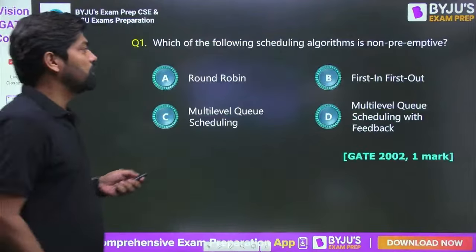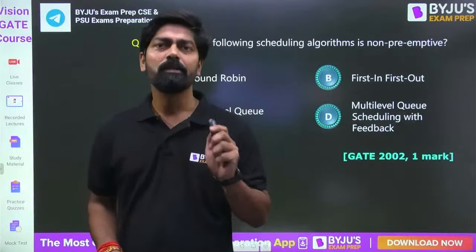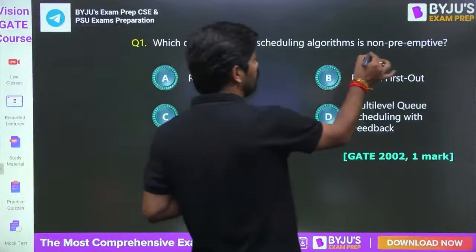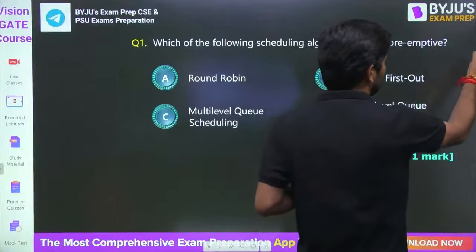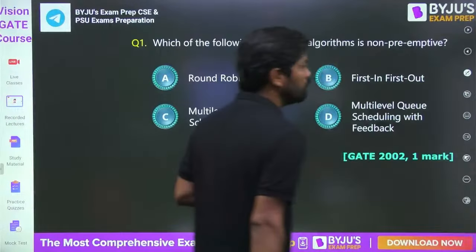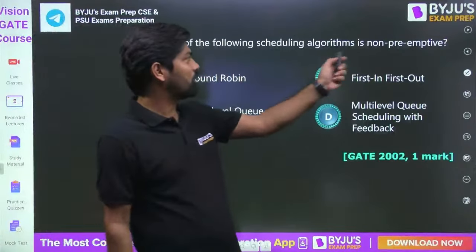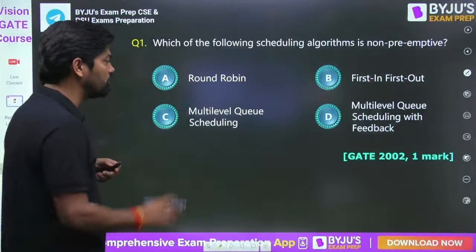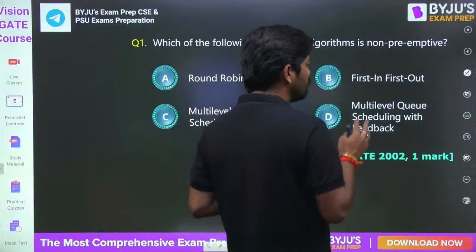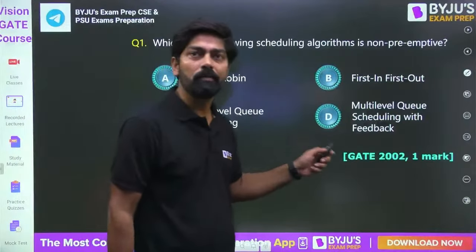So now we start process management, and this is the very first question. Very easy question. See clearly. I'm reading here: which of the following scheduling algorithms is non-preemptive? They are asking non-preemptive, my dear friend. So everyone knows we have two types of scheduling algorithms, preemptive and non-preemptive. They have given the options: round robin, multi-level queue scheduling, first in first out, and multi-level queue scheduling with feedback.